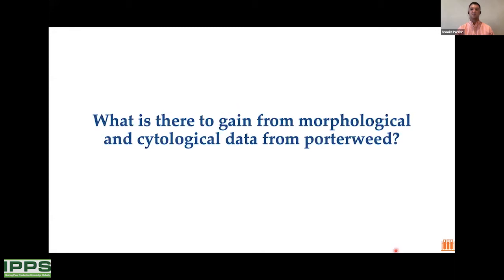So let's take a look back at our question. What is there to gain from morphological and cytological data from porterweed? Based on the results of our study, there is certainly much to gain from these analyses. Differences in growth habits, flowering, and nuclear DNA content can all be used to differentiate porterweed accessions and provide better means for identification of unknown species.